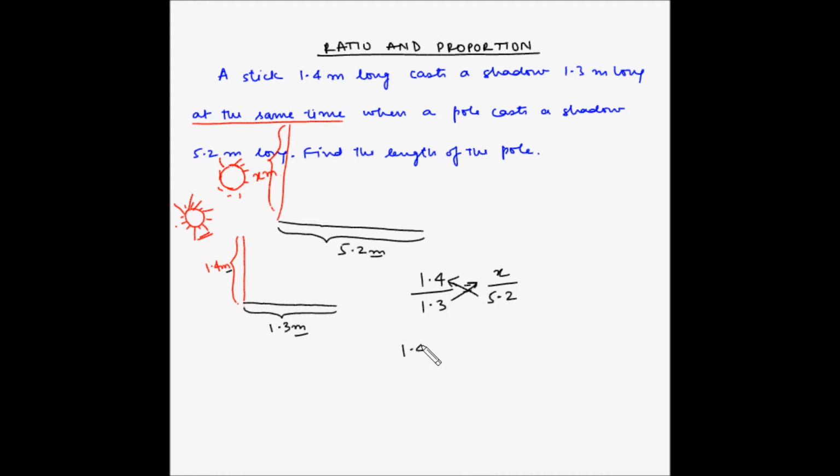So 1.4 multiplied by 5.2 is equal to 1.3 times x, or x is equal to 1.4 multiplied by 5.2 divided by 1.3. Now we know that 13 fours are 52, so 1.3 4 times is 5.2. So this is equal to 4 fours are 16, 1 carry over, 4 ones are 4, plus 1 is 5, 5.6 meters. So the length of the pole is 5.6 meters.